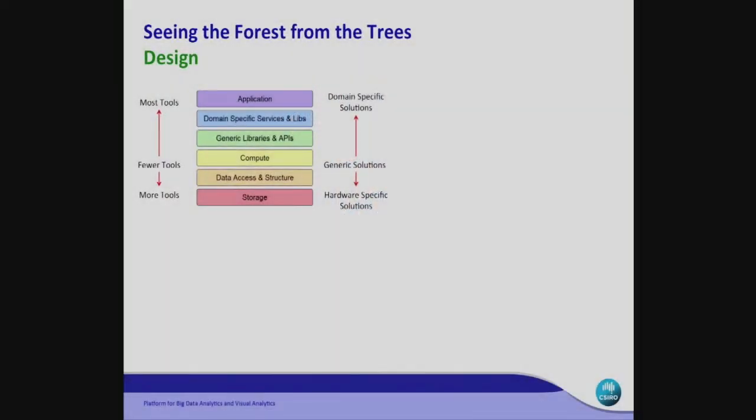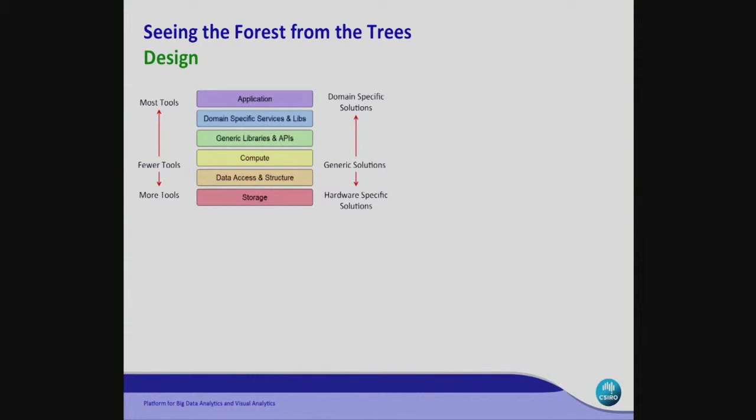So basically what we did, we defined the forest and mapped the trees to the forest. I'll show you how it is on the next slide, and pick the right trees to keep and use them. So the model is like this. It is a layered model: storage, data access and structure, compute, generic libraries and APIs, domain-specific services and libraries, and applications.